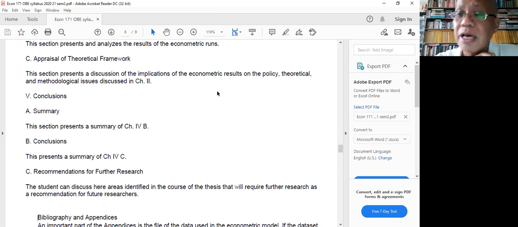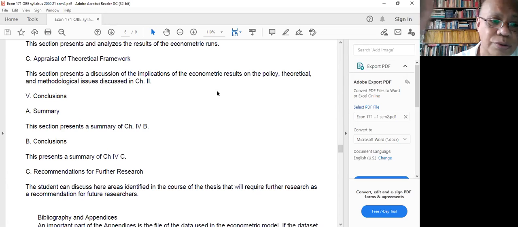So maybe here, there's a time where they say, we are recommending further research be done with regards to the issue of financial deepening, because it's important because financial deepening does this and all that. Okay. So here, this is just a short chapter. It's the shortest chapter in the entire thesis.